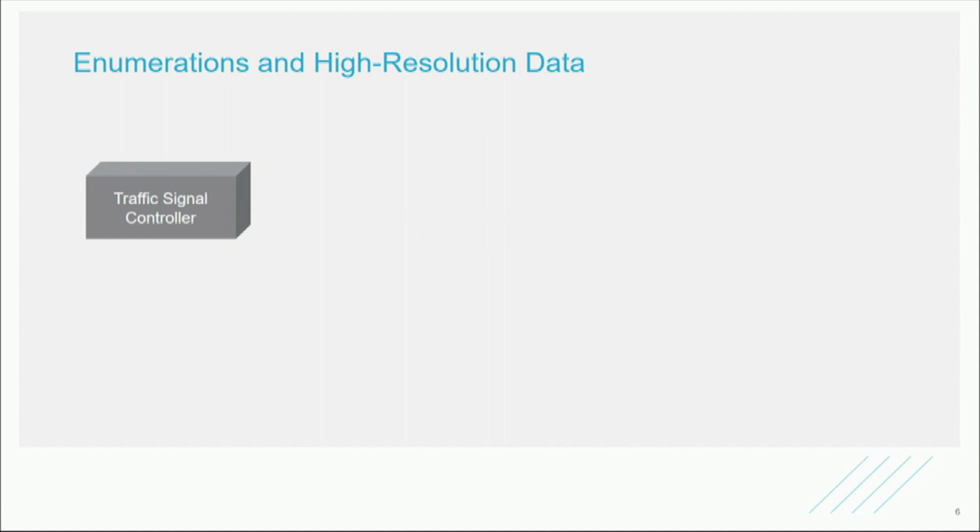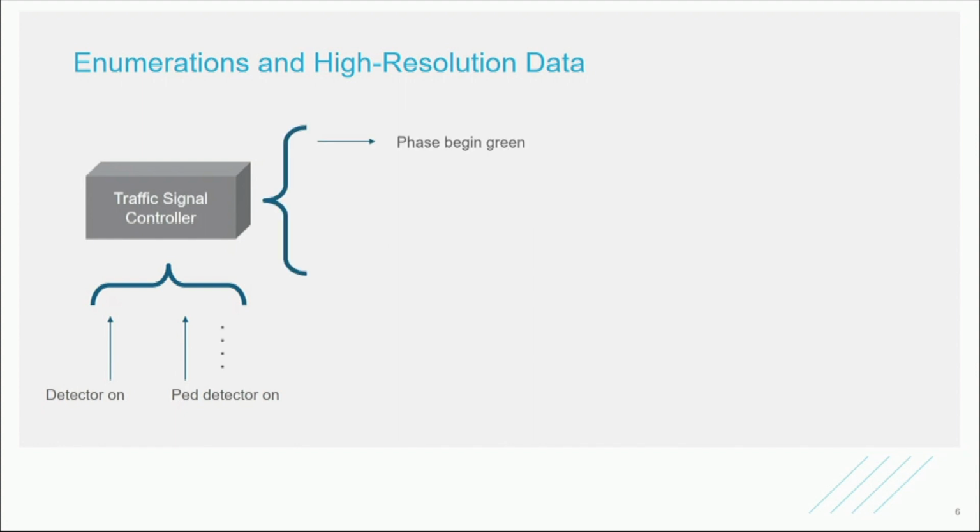So let's talk a little bit about how it works here. The traffic signal controller, which is out in your cabinet, is really a computer that works on inputs and outputs. Your inputs might be your detectors, the activation of a detector when a vehicle rolls over something, or somebody pushes your pedestrian button, and things like that.